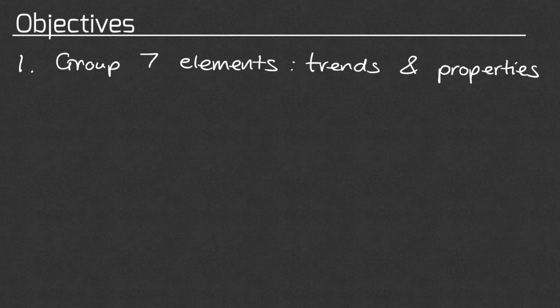In this video, we're going to look at the properties and trends of group 7 elements. So we're going to look at their electronegativity, boiling points, the oxidising power, and the reactions of chlorine. We'll then look at the group 7 ions, so we'll look at their reducing power and the reactions of these ions with sulphuric acid.